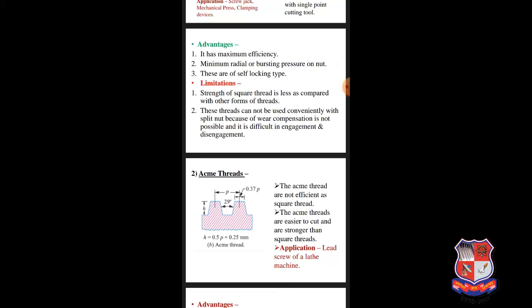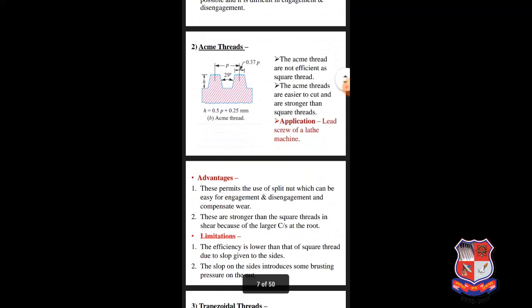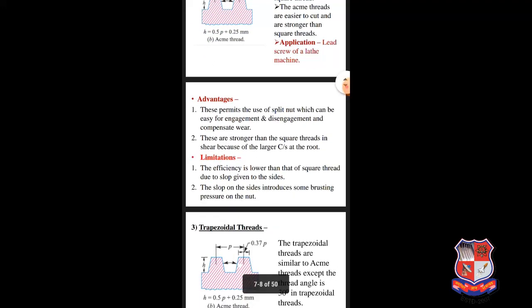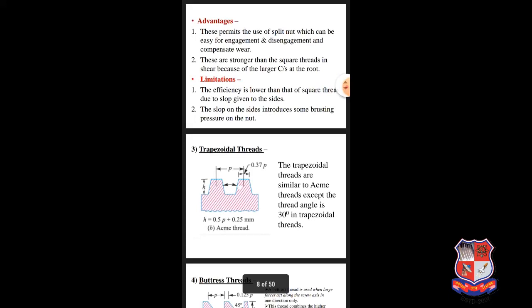Second type of thread is the Acme thread. The Acme threads are not as efficient as square threads. The Acme threads are easier to cut and are stronger. Example, lead screw. Advantages and disadvantages of the Acme threads. Next type of thread is the trapezoidal thread. The trapezoidal threads are similar to Acme threads except the thread angle is 30 degrees in trapezoidal threads.